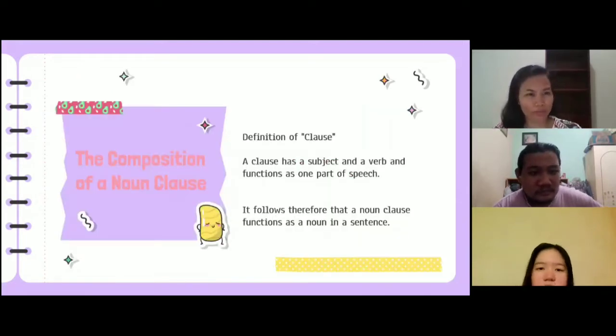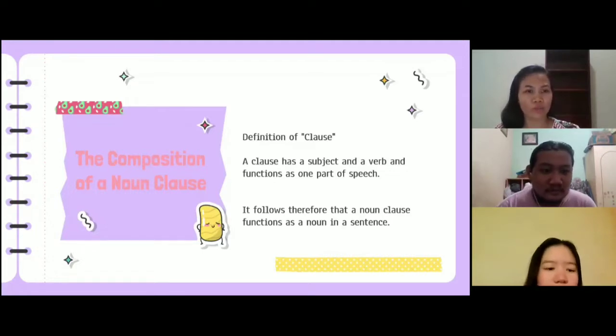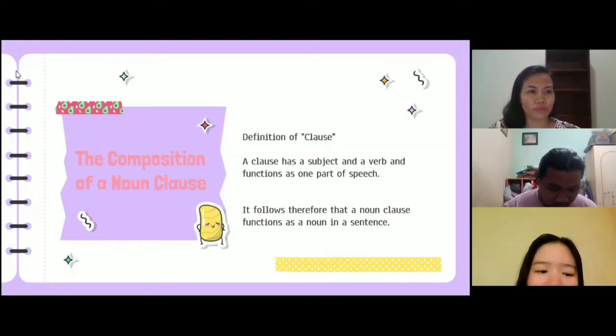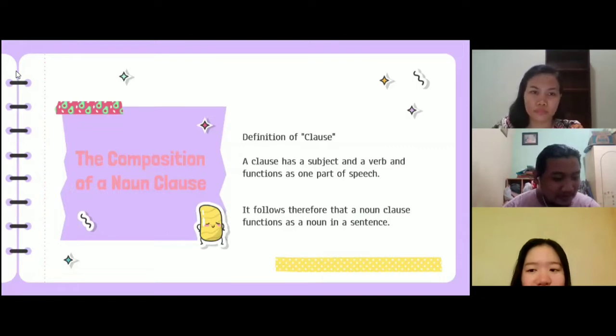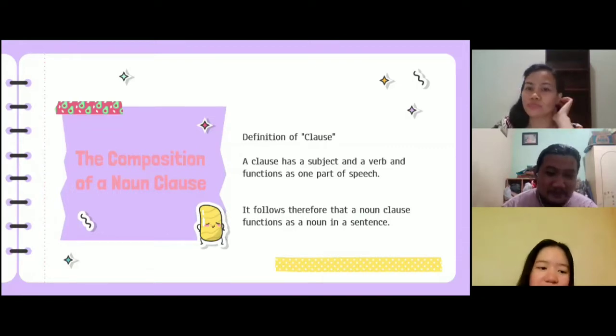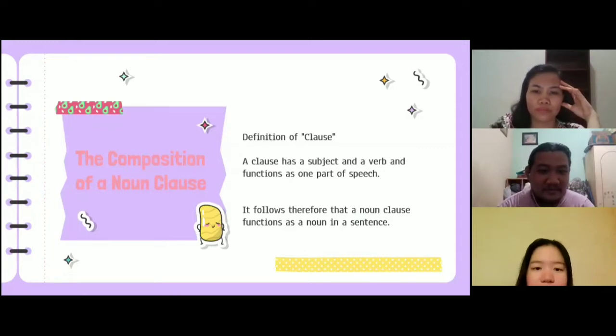So that you are active, may I call on Chelsea to define what is a clause? A clause has a subject and a verb and functions as one part of speech. Okay, go on. It follows, therefore, that a noun clause functions as a noun in a sentence. Okay, that's right. So basically, this is the composition of a noun clause. There has to be a clause.